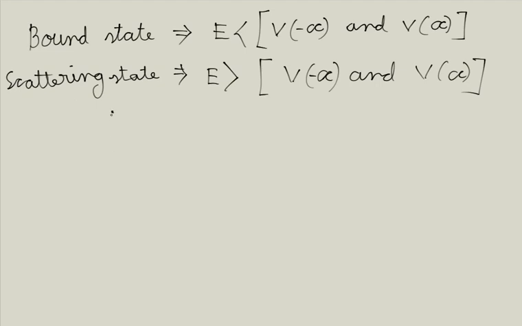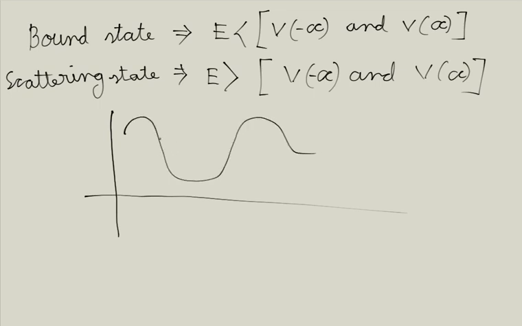Now let us discuss why it is so. It is very easy to understand. Let us consider some arbitrary potential function. Let us consider a classical mechanical state first. If the total energy, this is the energy and this is the total energy, is less than the potential energy, it is in a bound state. And for an energy greater than the potential energy, it will be in the scattering state.